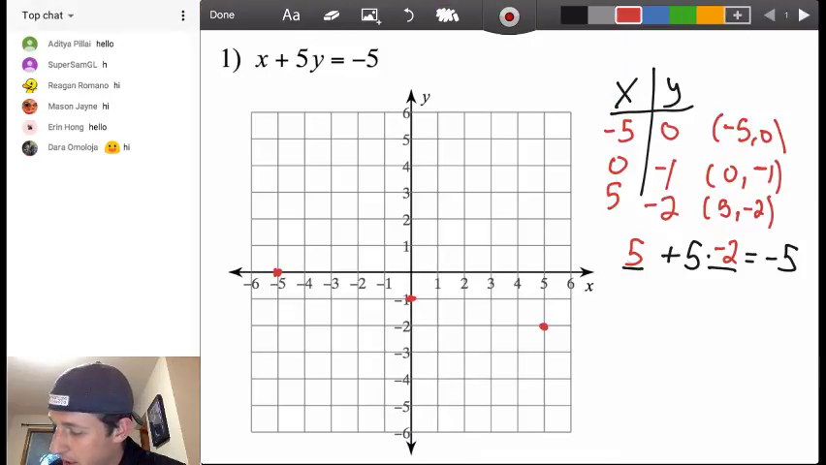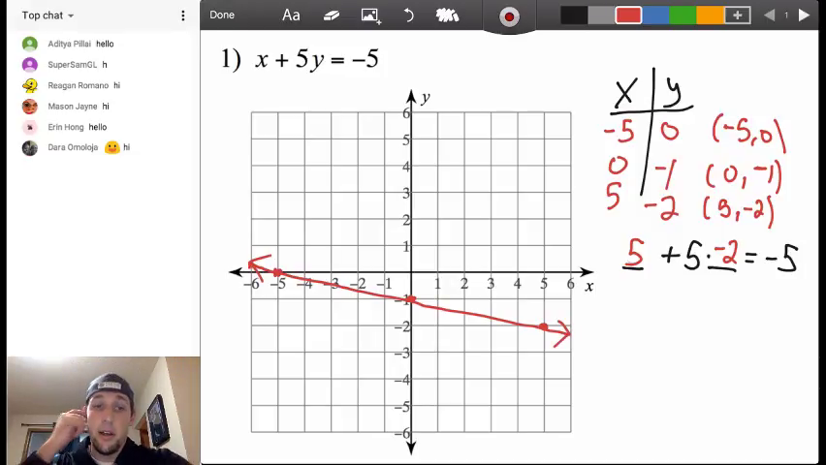We would, at that point, connect them with the best line we can. I actually did okay there, and we're all good. And this is the reason that we usually pick 3 points. The reason we usually pick 3 points is because it allows us to double check our work. Otherwise, we don't really have any good way of doing that. Okay?